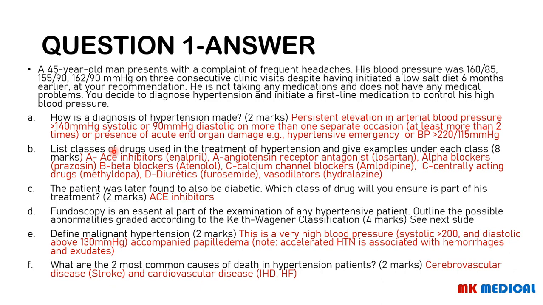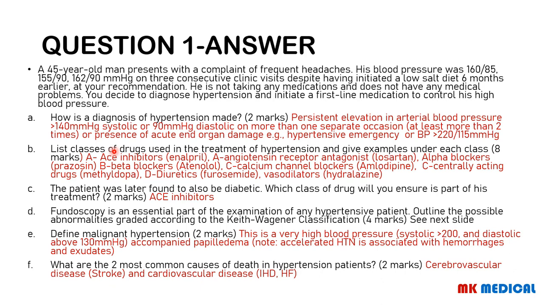So the patient was found also to be diabetic. Which class will you ensure is part of his treatment? You want to ensure that ACE inhibitors are included, because these are going to be prolonging survival and they're also going to be reducing the complications of diabetes, such as the proteinuria that may be there. Now for the grading, I will show you on the next slide together with pictures so that you have a good understanding of that.